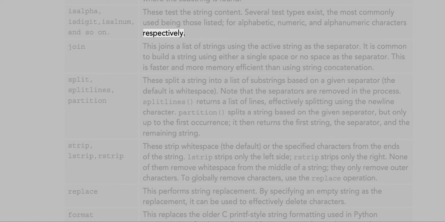respectively. Join. This joins a list of strings using the active string as the separator. It is common to build a string using either a single space or no space as the separator. This is faster and more memory efficient than using string concatenation.